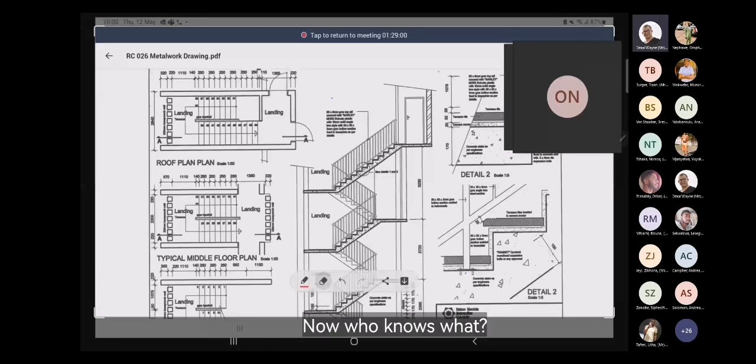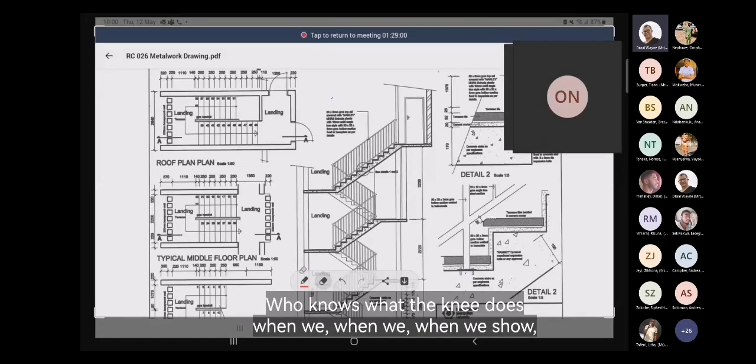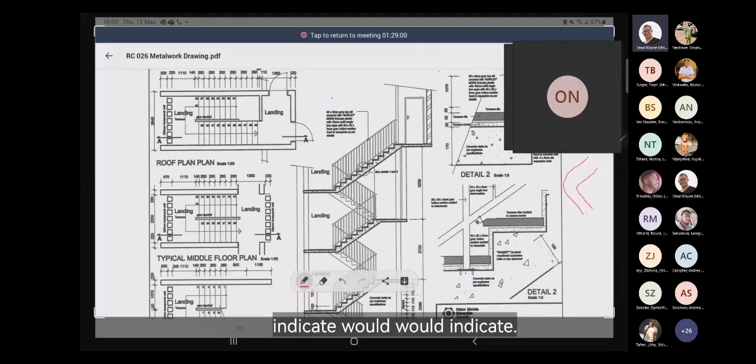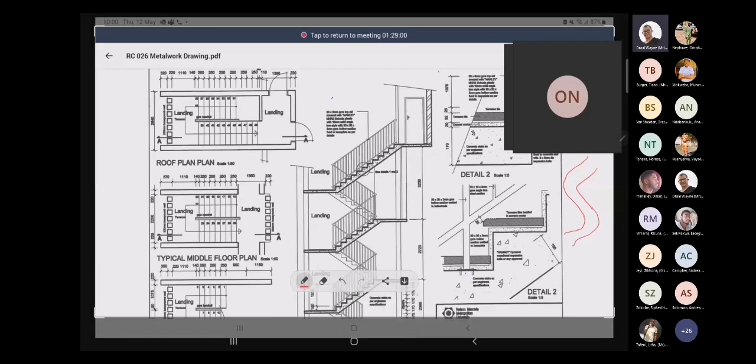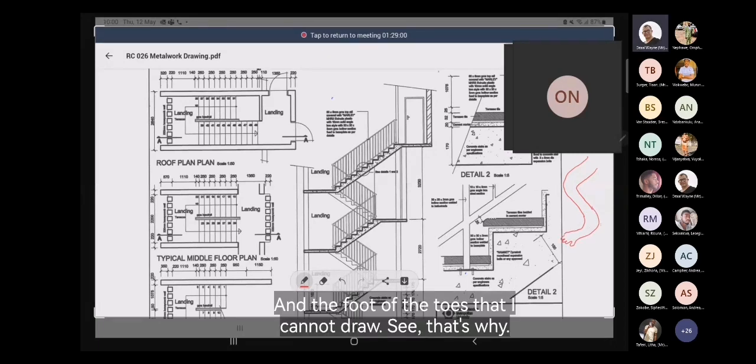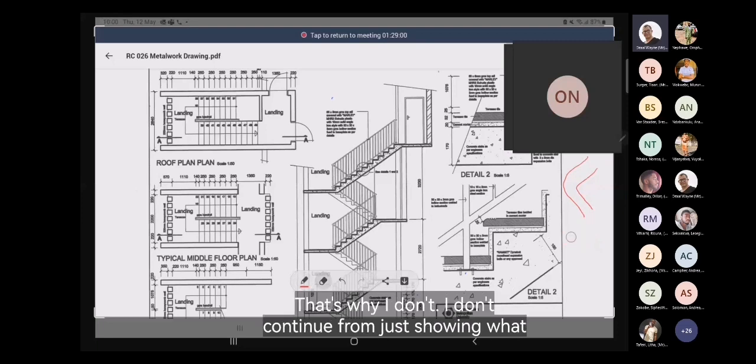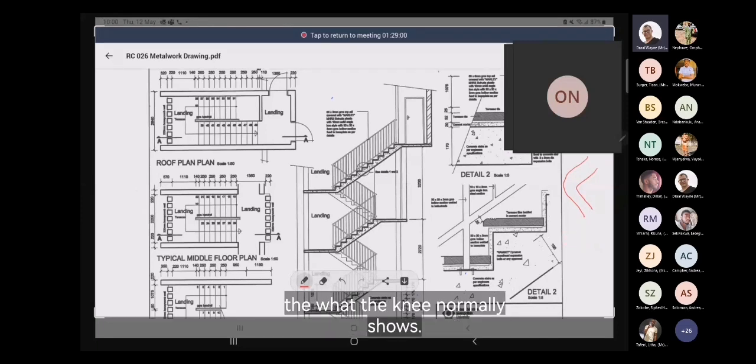Now who knows what a knee does? When we go into a doctor's surgery, you look at those diagrams that they have on the wall, and they normally would indicate a knee like that. Is that correct? I cannot draw, because at the bottom here you'll have the foot and the toes. I'm just showing what the knee normally shows.